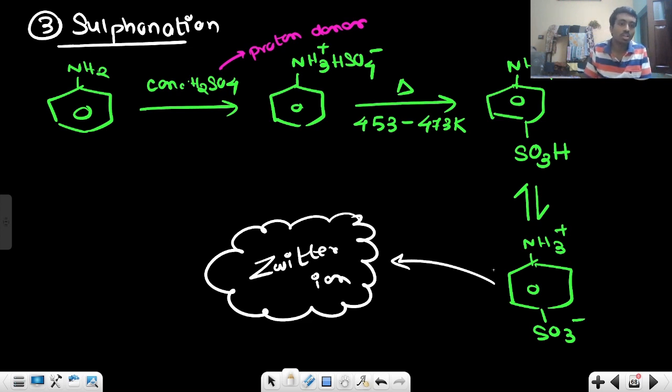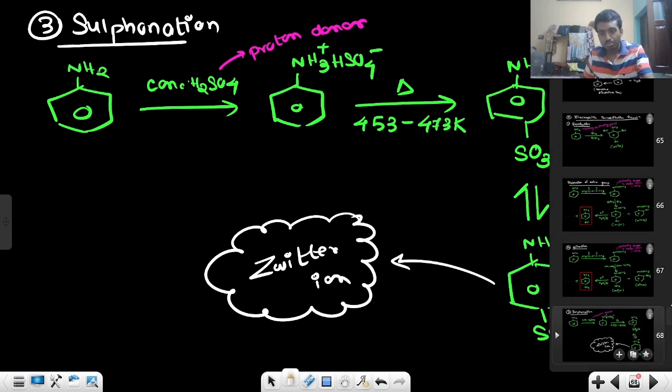Where else can you get it? In the chapter biomolecules, in amino acids, you will get the same thing. Amino acids have a COOH acid group and an NH2 terminal, so they are also zwitterions. They will also exist as zwitterions. So sulfonation is clear. Okay, so we are done with sulfonation.